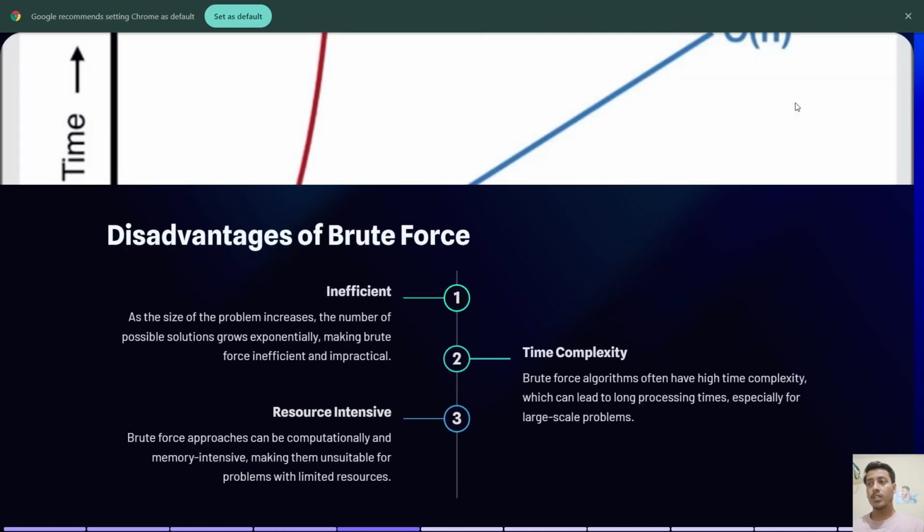Here are some disadvantages of brute force. First one is inefficiency. As the size of the problem increases, the number of possible solutions grows exponentially, making brute force inefficient and impracticable. Second one is time complexity. Brute force algorithms often have a high time complexity, which can lead to long processing times, especially for large scale problems. And the third one is resource intensive. Brute force approaches can be computationally and memory intensive, making them unsuitable for problems with limited resources.